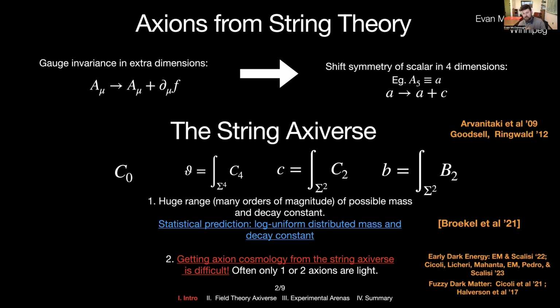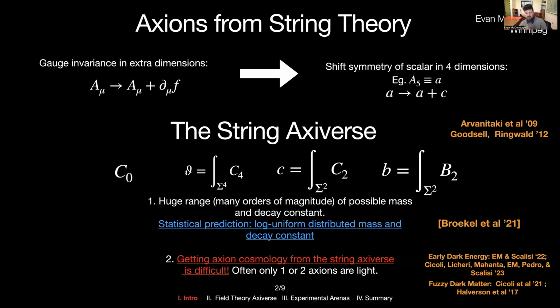The growing consensus is that the statistical distribution should be roughly log uniform over a huge range of masses and decay constants. Now, this sounds like it should be really easy to get anything and everything that you want, but actually getting string cosmology from the string Axiverse is non-trivial at the least and difficult at times. In particular, if you actually get into the details of moduli stabilization, often only 1 or 2 of these axions are light, or in particular ultralight.